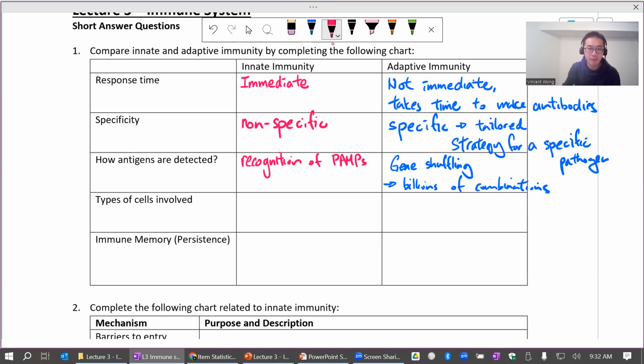Okay, type of cells involved. Can you give me 2 cells that are involved in innate immunity? Make me feel a little bit better, please. Platelets and white blood cells. I see. I heard white blood cells. What did you say, Tahib? We have natural killer cells. Yeah, the natural killer cells.